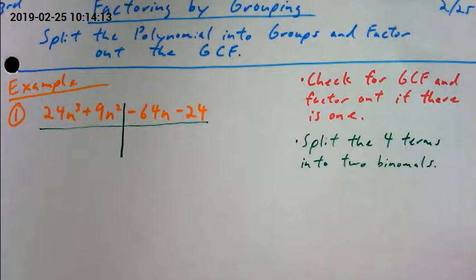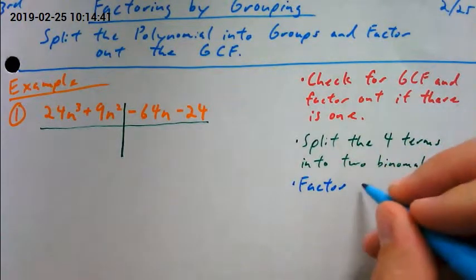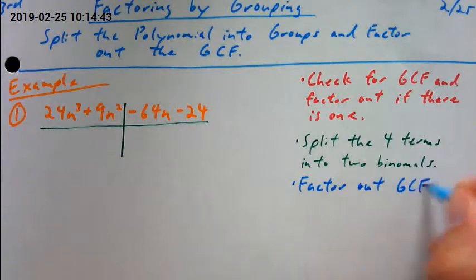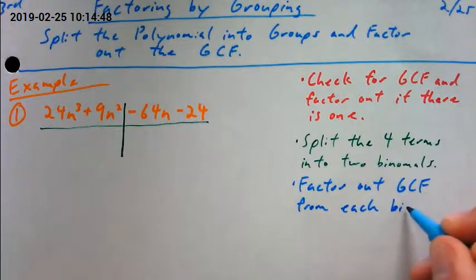Now, a lot of teachers will also say, hey, sometimes you might want to rearrange these so that you have more like terms in one set and more like terms in the other set. You don't really have to rearrange anything. You can just leave it how it is, draw your line down the middle, it's separated into 2 separate binomials, and now we're going to take a look at those 2 binomials separately and factor out a GCF from each binomial. So that's going to be our next step. Factor out GCF from each binomial.